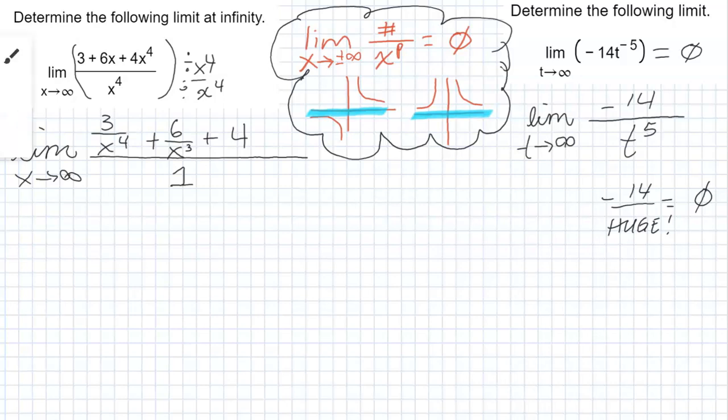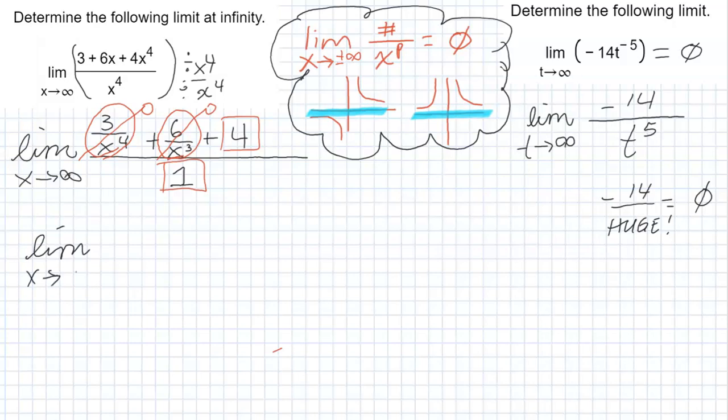Number 1. So we can apply the concept of x going to infinity of 3 over x to the 4th power is going to go to 0. And the same thing, 6 over x to the third power is going to 0 when x goes to infinity. So all we have is 4 divided by 1, and 4 divided by 1 is 4. So we can say limit as x goes to infinity of 3 plus 6x plus 4x to the fourth power over x to the fourth power is going to equal 4.